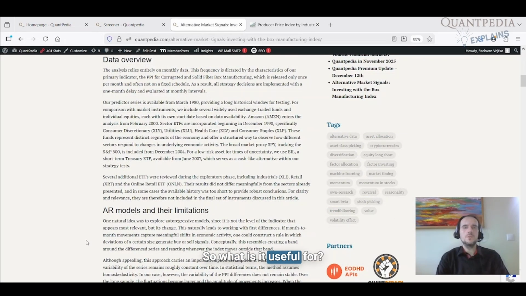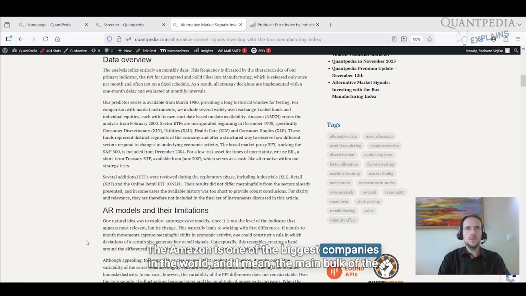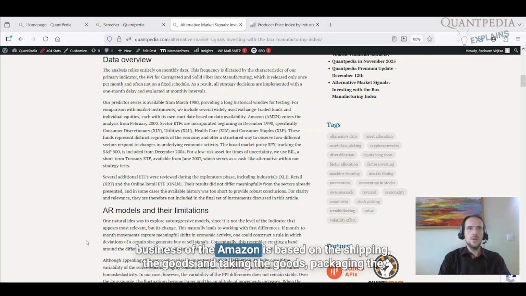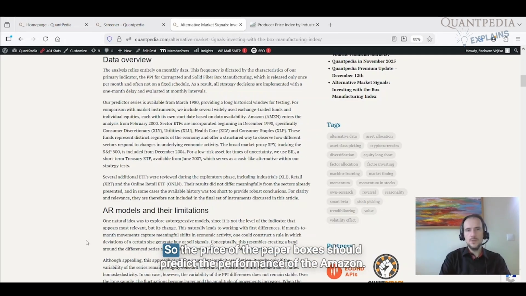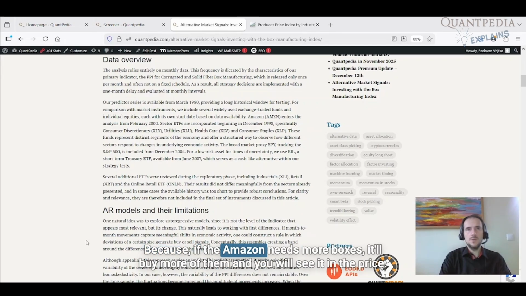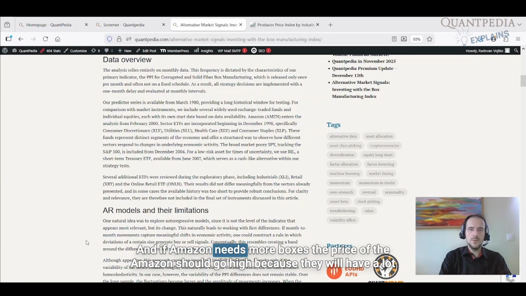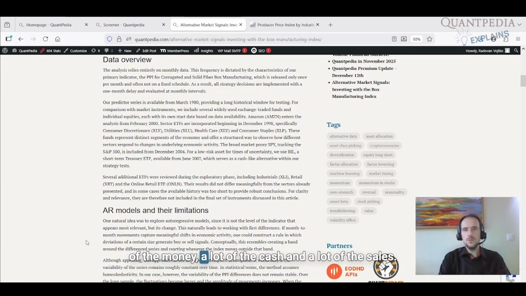So what is it useful for? We can try to predict the price of Amazon. Amazon is one of the biggest companies in the world, and the main bulk of the business of Amazon is based on shipping goods, packaging the goods in paper boxes and sending them to you. So the price of paper boxes should predict the performance of Amazon, because if Amazon needs more boxes, it will buy more of them and you will see it in the price. And if Amazon needs more boxes, the price of Amazon should go higher, because they will have a lot of cash and a lot of sales.